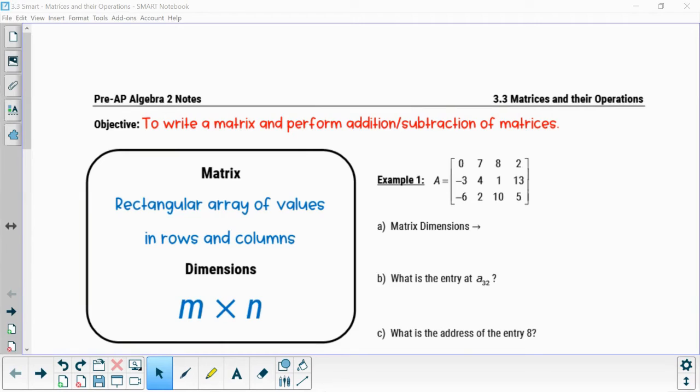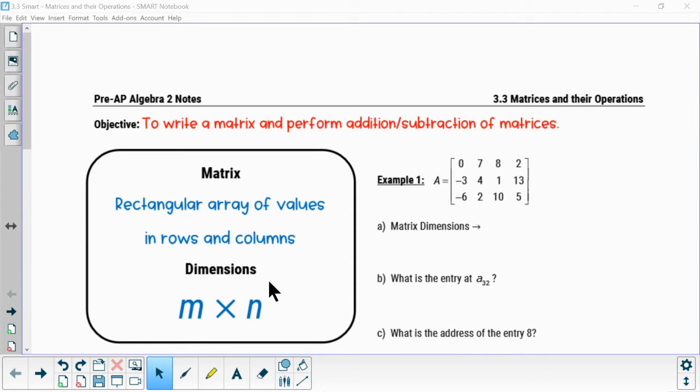Welcome to 3.3, matrices and their operations. Today we're going to write a matrix and perform addition and subtraction of matrices. So the first thing, what is a matrix? It's a rectangular array of values in rows and columns.